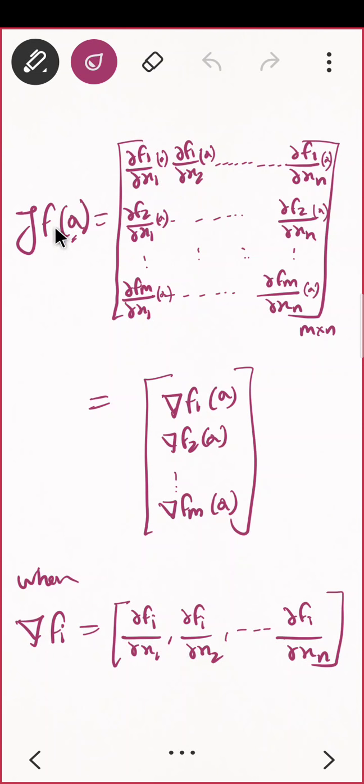And this is also denoted by, maybe I'll write it here, it is also denoted by this, that is dou of f1 f2 up to fm upon dou of x1 x2 up to xn. This is one more notation for Jacobian matrix. Either you say this or say this, both the things are same. Is that clear?